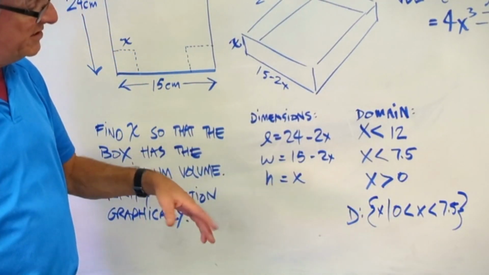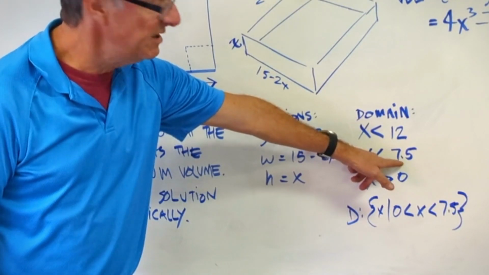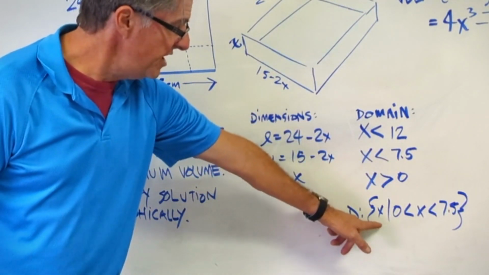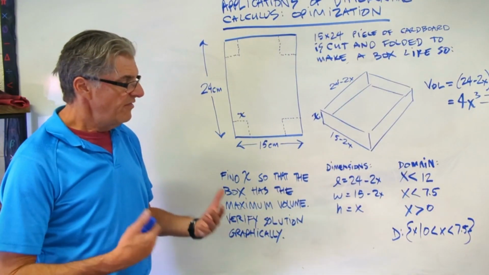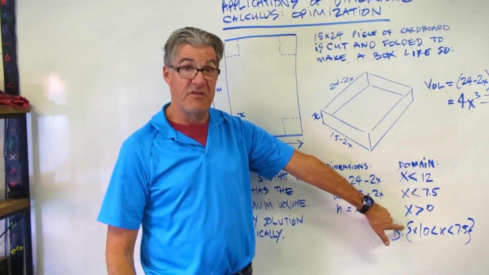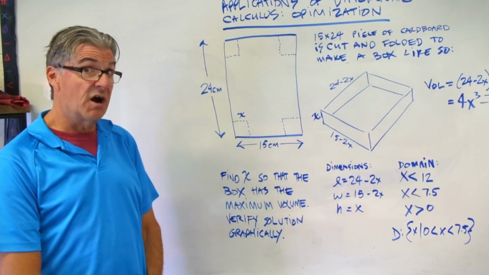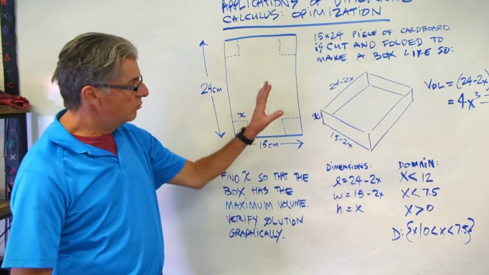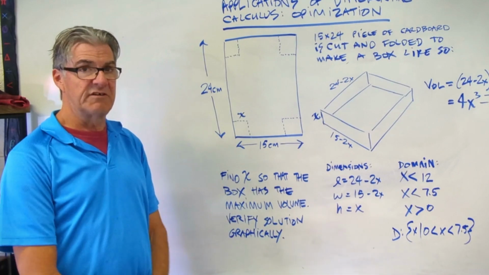So combining all of these, the biggest x could be is 7.5, or rather it has to be less than 7.5, and it has to be greater than 0. So here's a nice statement of our domain: the set of all x such that 0 is less than x is less than 7.5. That tells us the values of x have to fall in this range. If we get other values of x, they're not valid for our problem itself. So this is kind of like a little reality check, referring the math back to our actual diagram and what we're trying to figure out.